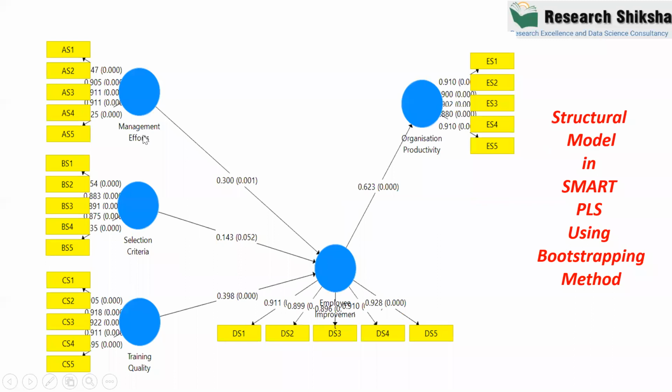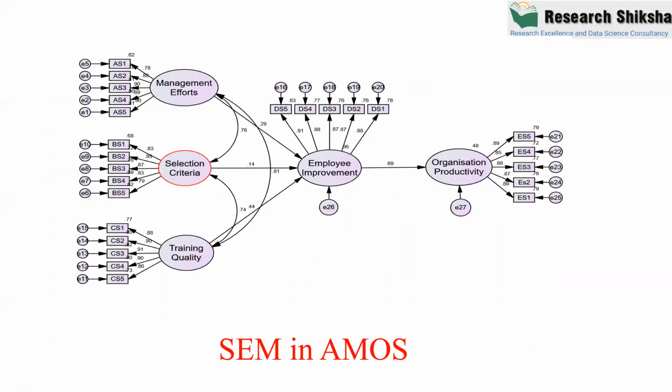But in PLS we cannot apply correlation between them. So there is no provision of correlation in PLS, but in Amos you can join this correlation, and believe me, if you join the correlations, the model fit will improve. The model fitness will improve in the structural equation model.